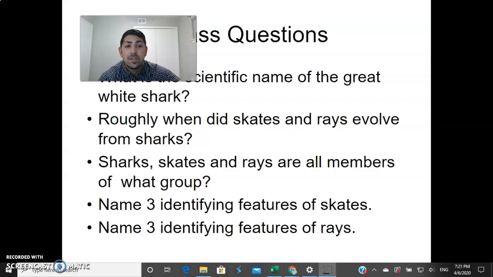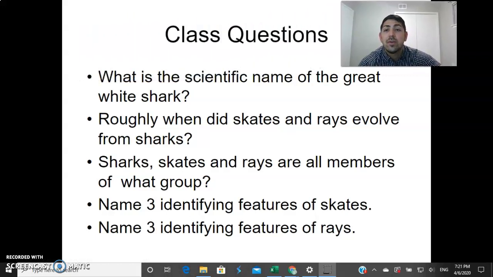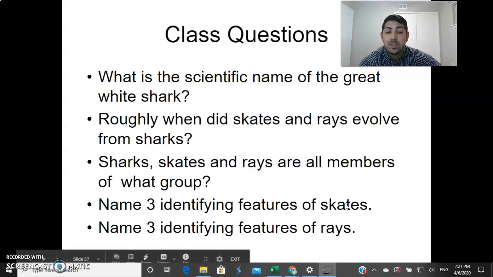And so here are some questions that I want you guys to quickly go through. We're going to try to run through these together as quickly as possible. What is the scientific name for the great white? Roughly, when did skates and rays evolve from sharks? Sharks, skates, and rays are all members of what group? Name 3 identifying features of skates and name 3 identifying features of rays.